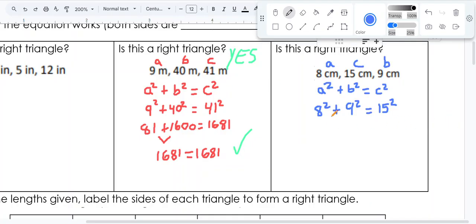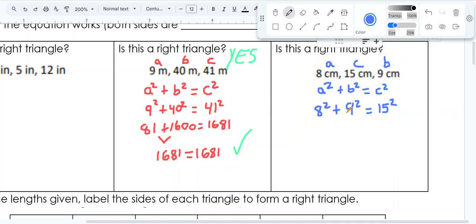Okay, so let's try this one on the right here. See if this is a right triangle. All right, so they gave me 8, 15, and 9. And what I did is I plugged it into a squared plus b squared equals c squared. I put 15 in for c because that's my largest number they gave me, and I know that c has to be the largest side, right?